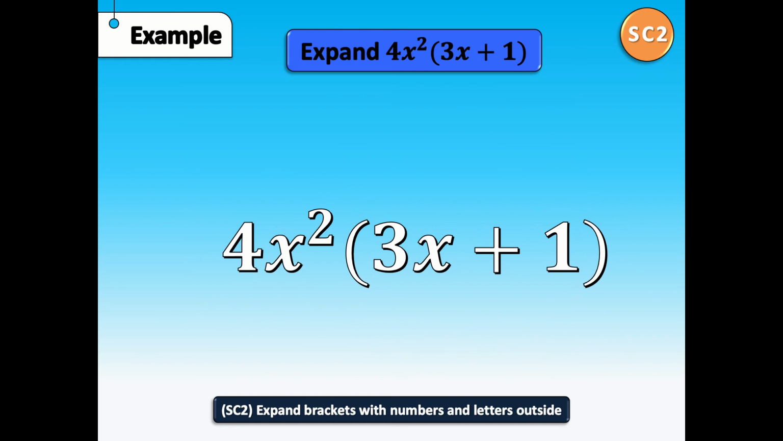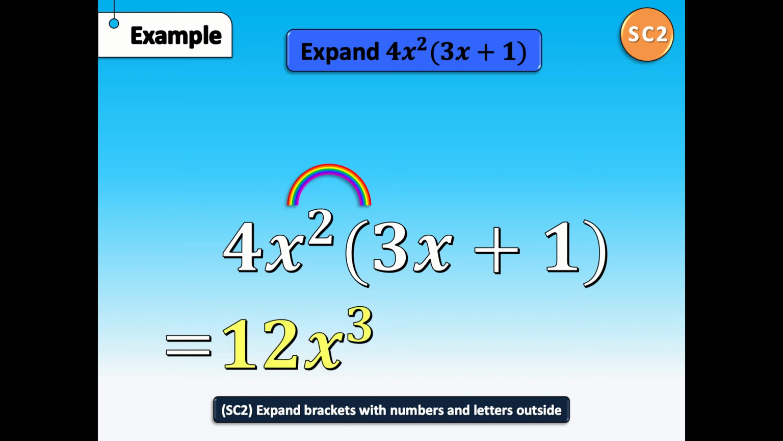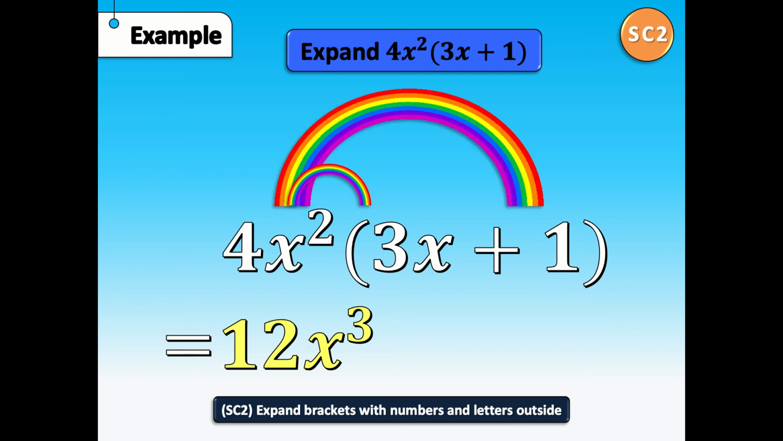In this question, we need to do 4x squared times 3x. So start by timesing the numbers together first. 4 times 3 is 12. Then x squared times x is going to be x cubed. So we've got 12x cubed. Then we times 4x squared by 1. So that's just 4x squared.